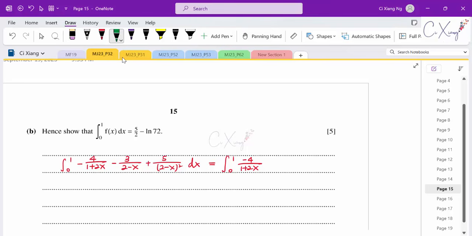Then for the second term, I don't like to have a negative here. I will want to multiply it inside the bracket here. So when I multiply inside the bracket, I will have a plus 3 over x minus 2. After that, for this third term, I will need to rephrase it become (2 minus x) the whole square, power negative 2, sorry. When I bring it out from the denominator, the power will become negative, so I'm having negative 2.